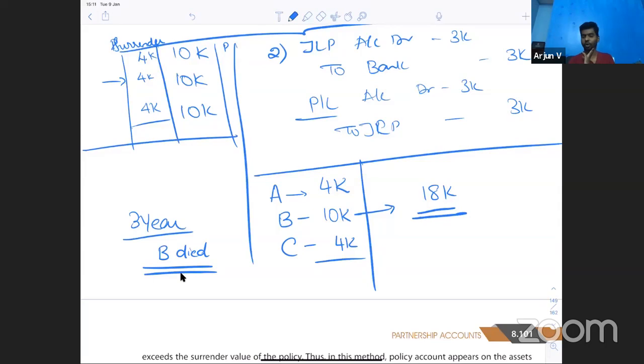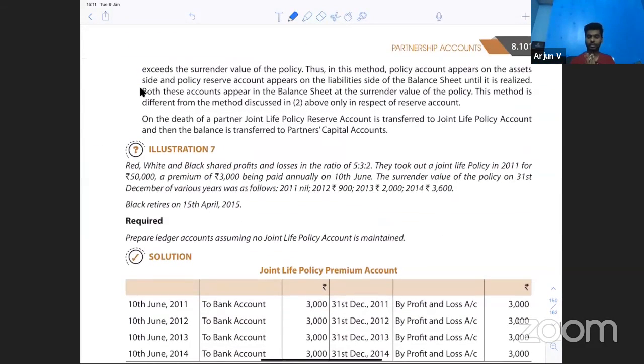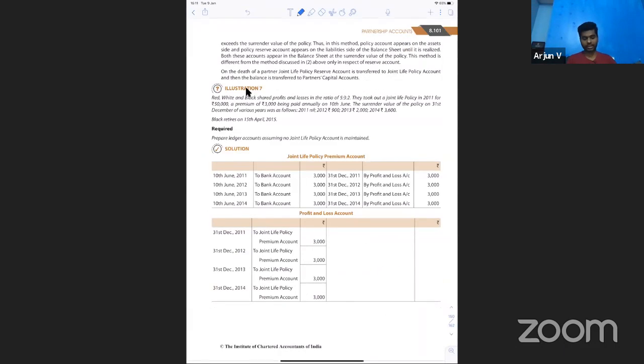Venkatesh, who will get what? We'll look into it later. Since we are doing retirement, we will try looking into what each of them gets. Right now, I'm only worried about whether you understood what happens. I only want you to understand that in case of retirement, they will be getting the surrender value, not the maturity value. Did you understand this portion?